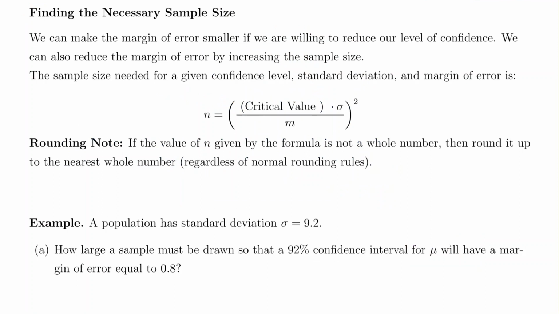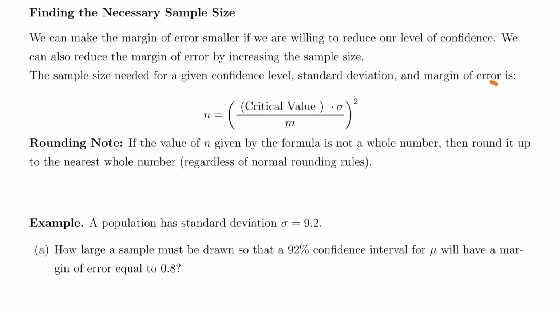So maybe instead of a 95% confidence level, a 90%. We could also, though, reduce the margin of error by increasing the sample size. Now we could actually find what sample size is needed for a given confidence level if you know the standard deviation and the given margin of error. And that's what we see here in our formula.